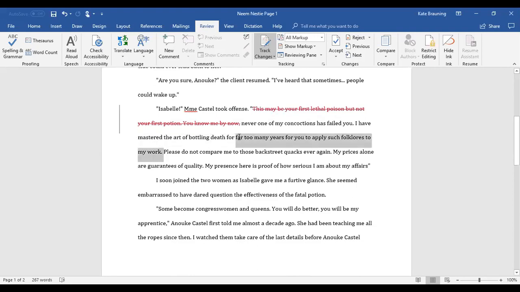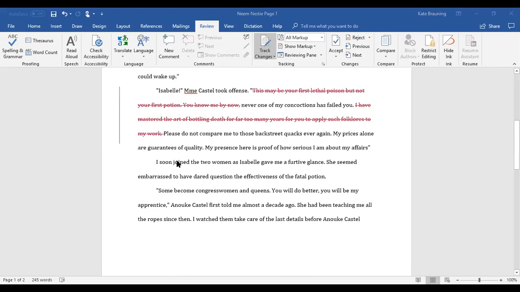I love the phrase bottling death, but I would save that for somewhere else, and I would cut this line too, because the fact that she's a master and disagrees and thinks this hokey folklore shouldn't apply to her is shown to us in her desire to not be compared to these backstreet quacks, and the fact that her prices speak for her quality. So I think that's one thing you can do to gain some room. You could probably also cut this.